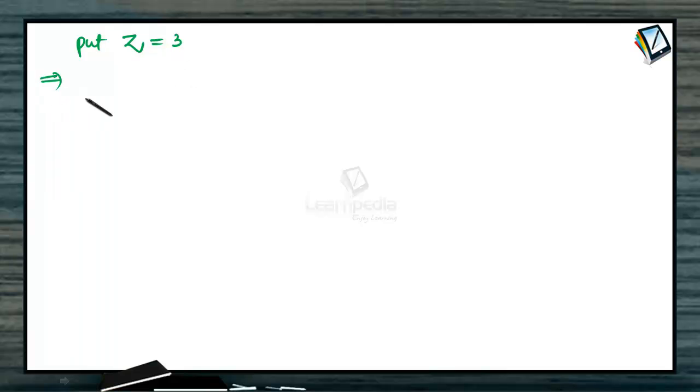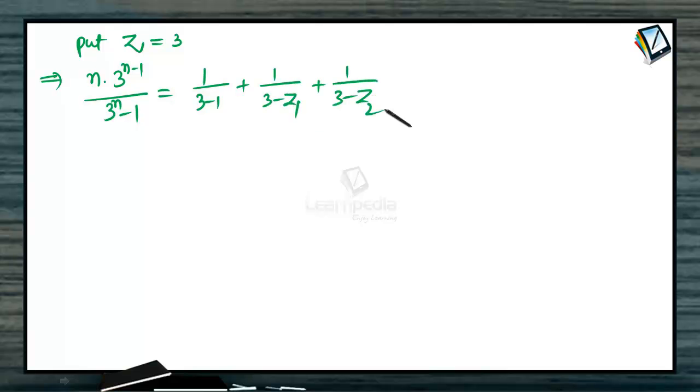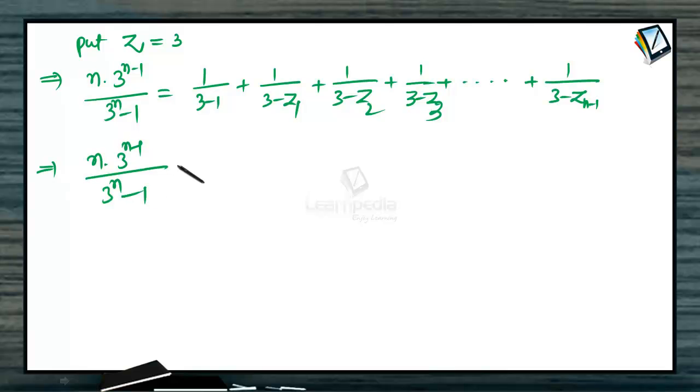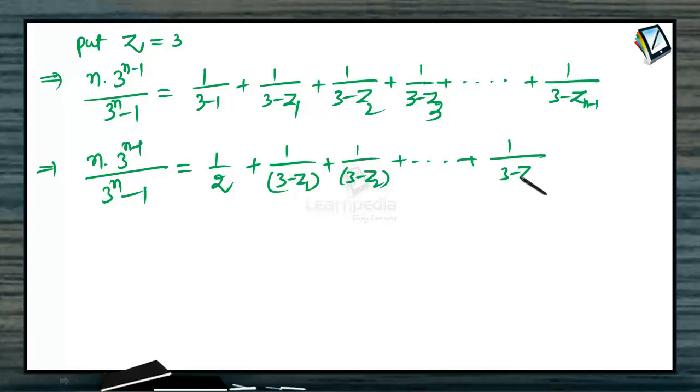When you put z equal to 3 in the above expression, it becomes n into 3 power n minus 1 by 3 power n minus 1 is equal to 1 by 3 minus 1 plus 1 by 3 minus z1 plus 1 by 3 minus z2 plus 1 by 3 minus z3 and so on up to 1 by 3 minus zn minus 1. Implies n into 3 power n minus 1 by 3 power n minus 1 is equal to 1 by 3 minus 1, which is 1 by 2, plus 1 by 3 minus z1 plus 1 by 3 minus z2 and so on up to 1 by 3 minus zn minus 1.